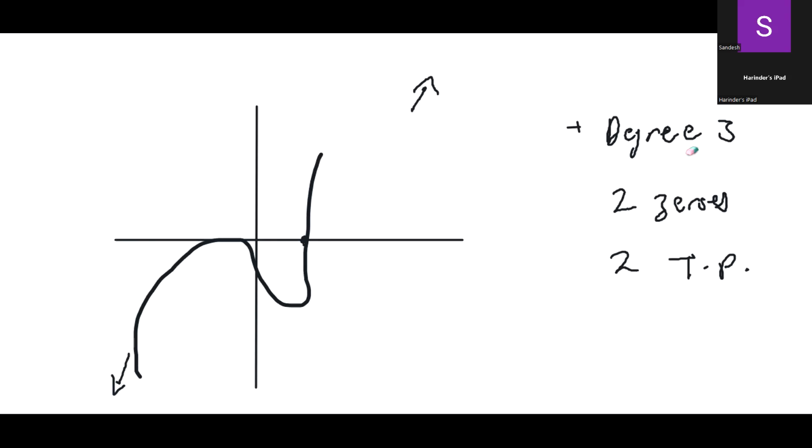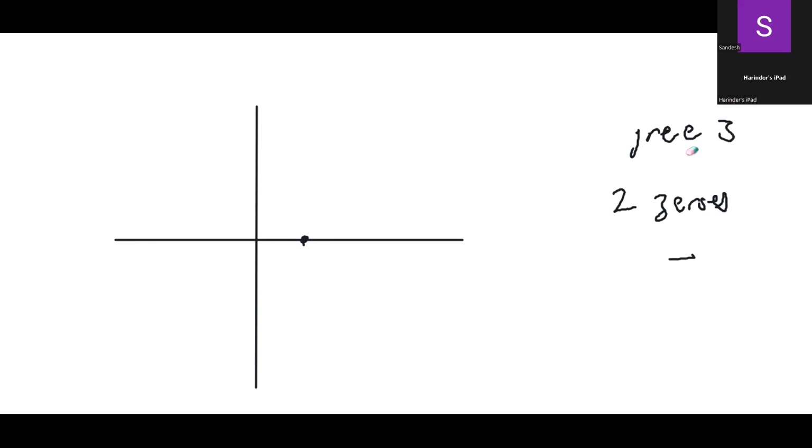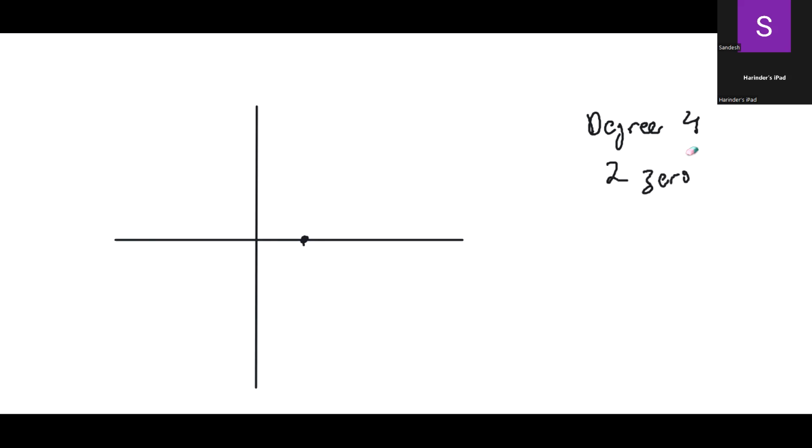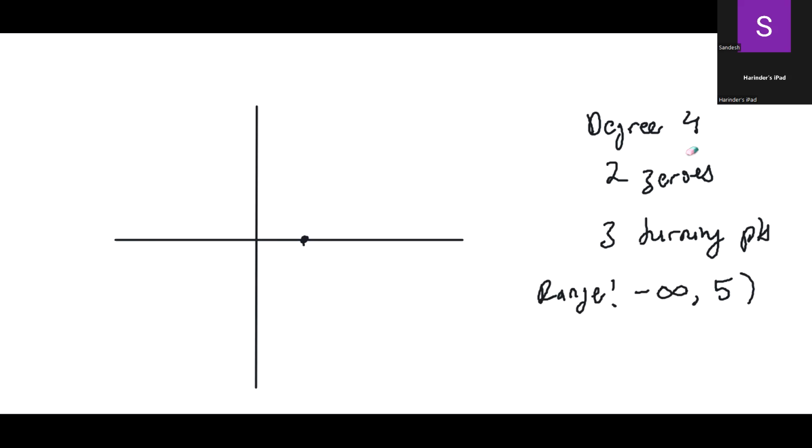Okay. Here's one more, the last one for this question. It's fun, right? Once you get a hold of it, it's a challenge basically. So you kind of have to think a bit. Degree 4. There are 2 zeros. There are 3 turning points. But now we're gonna add something else to this. There's a restriction on the range. The range is only from negative infinity to positive 5. Oh, positive 5 is inclusive.